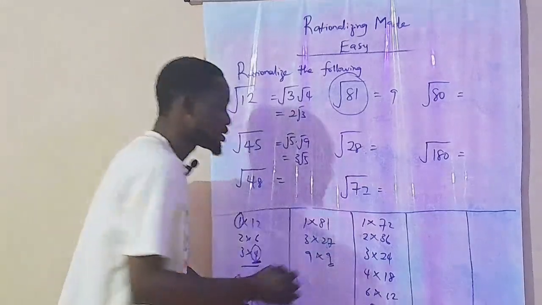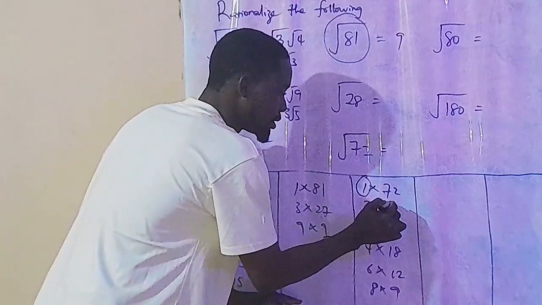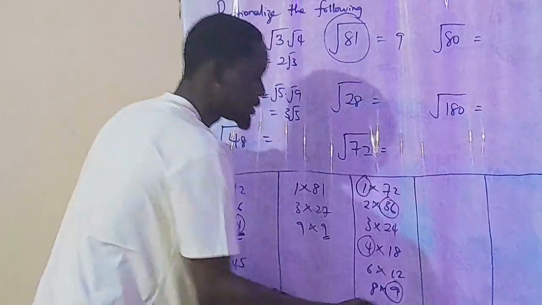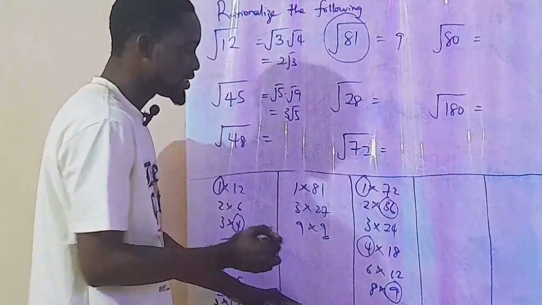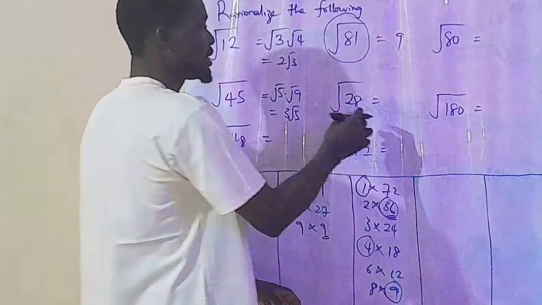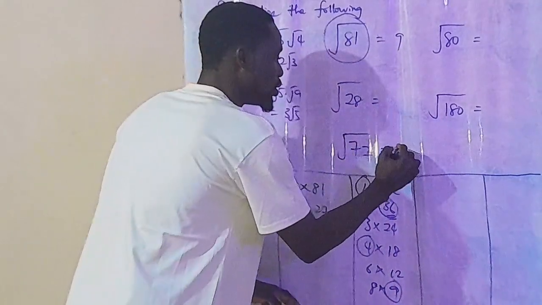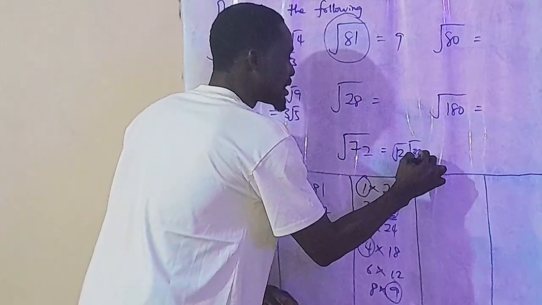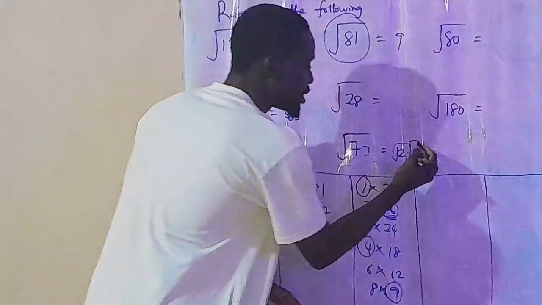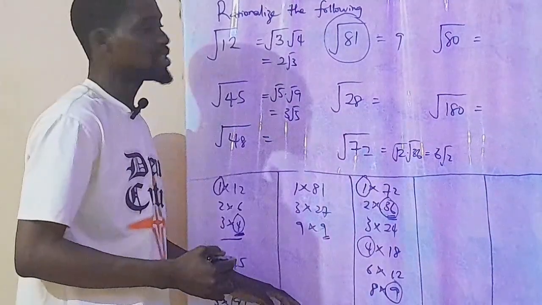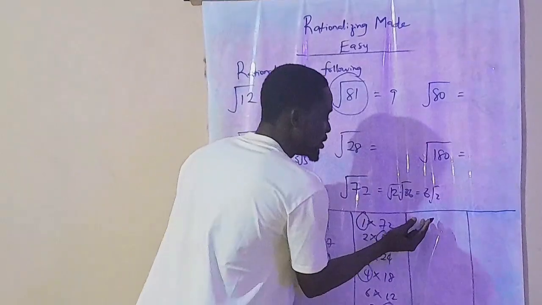Now at this point, what do I have? 1, 36, 4, and 9. So looking at this, 36 is the highest perfect square. So automatically, this becomes root 2 root 36. Invariably, it means that my answer will be 6 root 2. Alright? And finally for 180, what do I have?